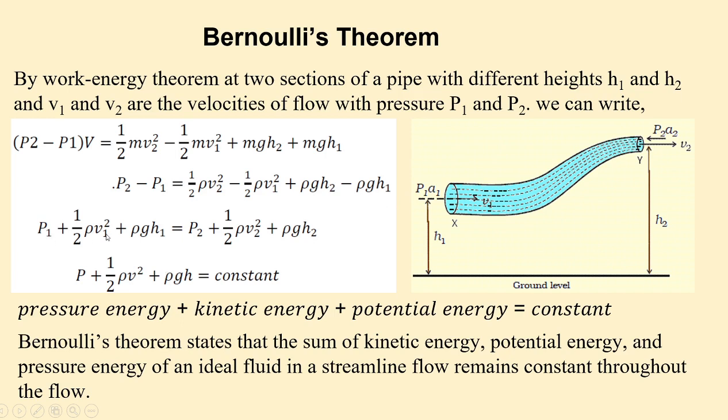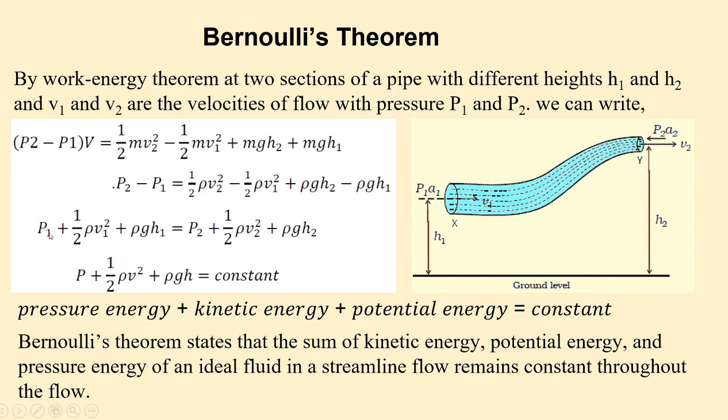So P1 plus half rho V1 square plus rho g h1. Let us group all the terms associated with the section 1. So P1 plus half rho V1 square plus rho g h1 equals. Then on the right side we have all the terms related with the section 2. That is P2 plus half rho V2 square plus rho g h2.